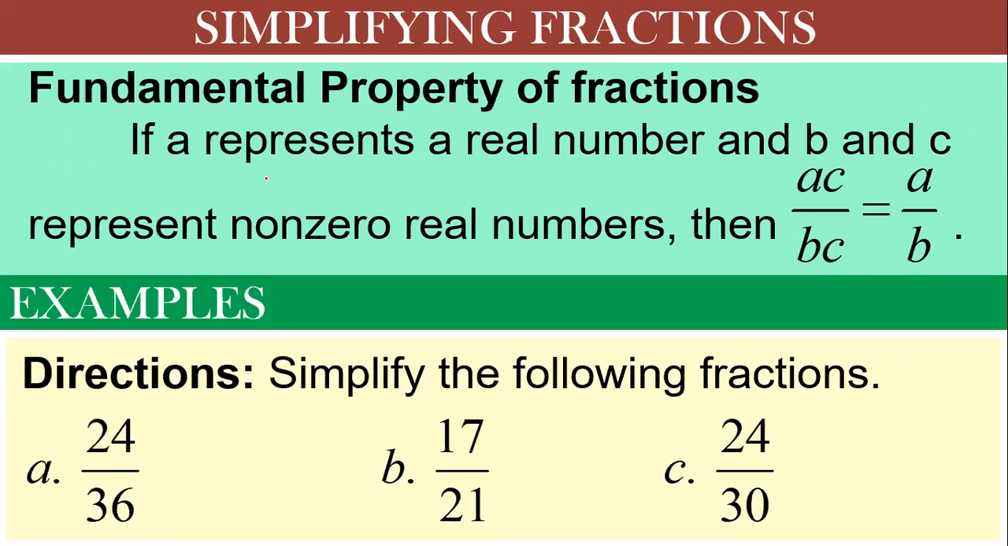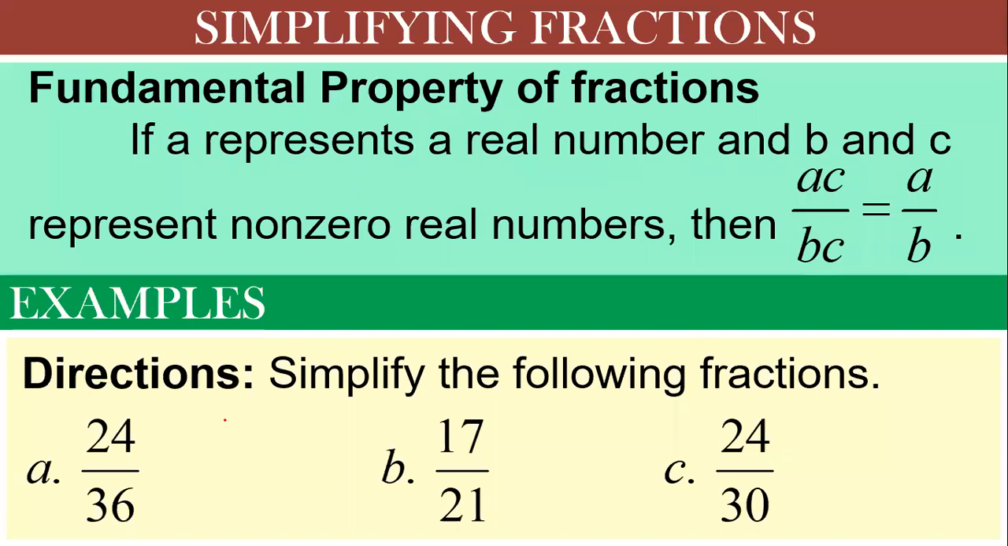When we say fundamental property of fractions, if A represents a real number and B and C represent non-zero real numbers, it only means B and C must not be equal to 0, then AC over BC is equal to A over B. It just shows the lowest term of the given fraction.